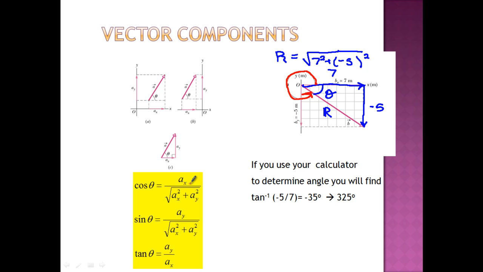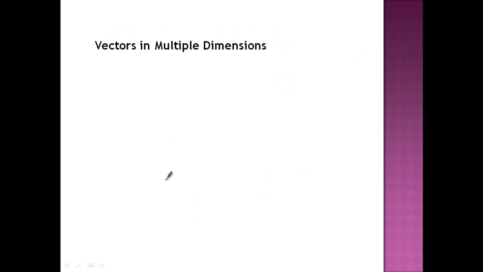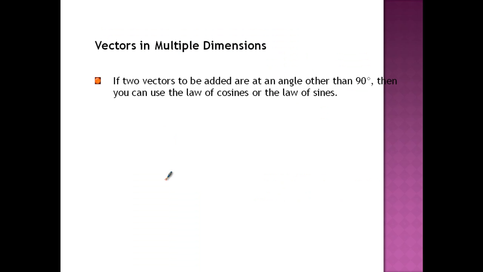So if we want to do the cosine, we'd use this, sine that, and so on. You already know trig, so don't get bogged down in it anymore. If two vectors to be added are at an angle other than 90, then you can use the law of cosines or the law of sines. I'm not going to spend hardly any time on this because everything we're going to do is going to be at right angles to each other.